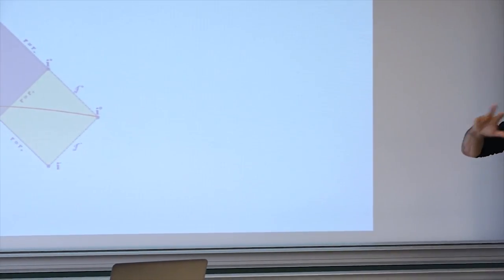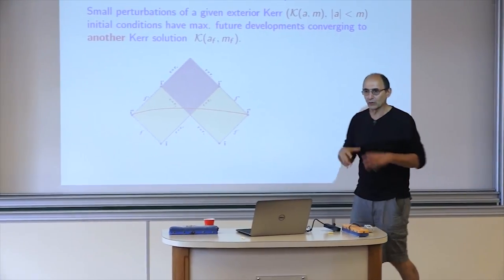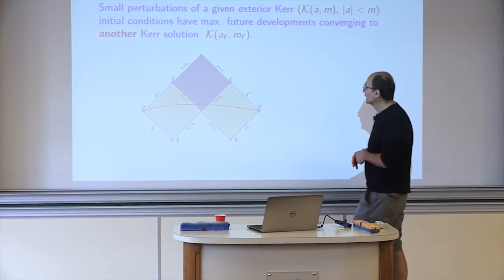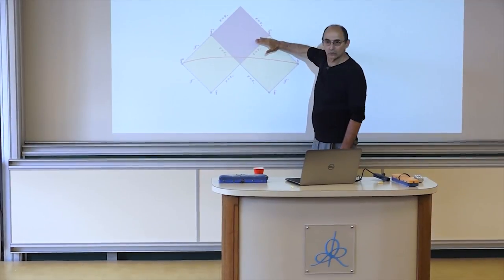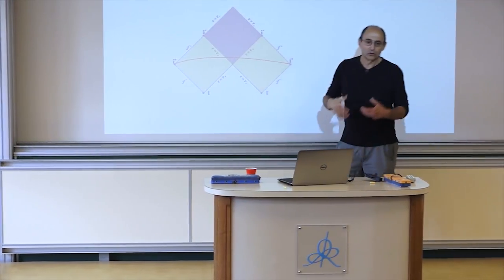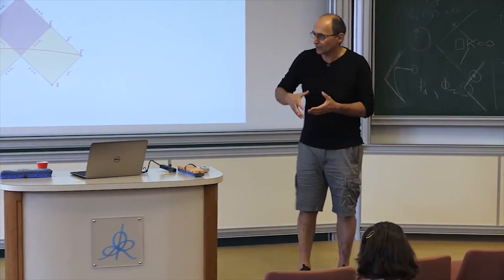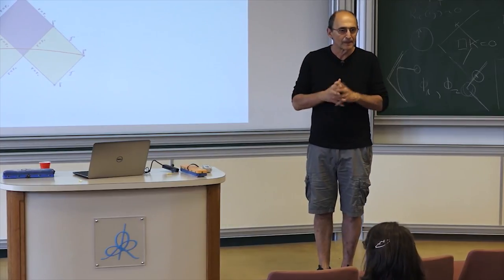Remember that the constraint equations are very important in general relativity. But anyway, this is not a big deal. You can always do that. So you can always find perturbations of the Kerr solutions which verify the constraint equations. You look at those initial data, and you look at the maximal global hyperbolic development, which is a concept we discussed last time, which means you extend the solution as far as you can, right?